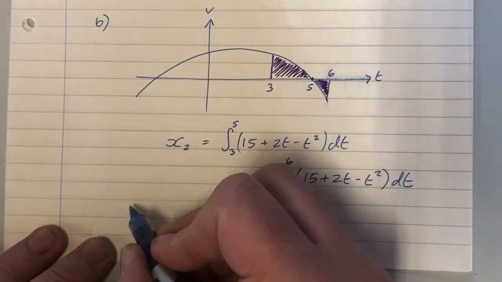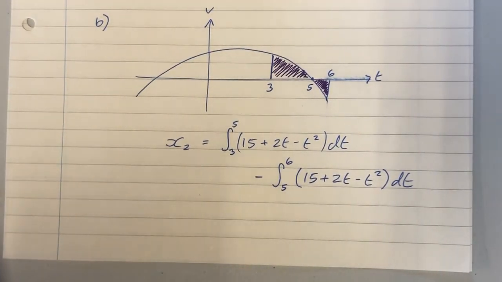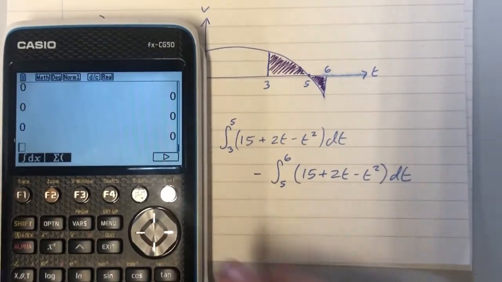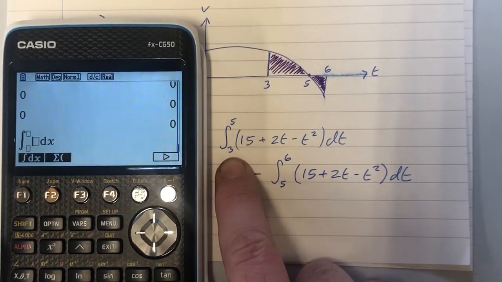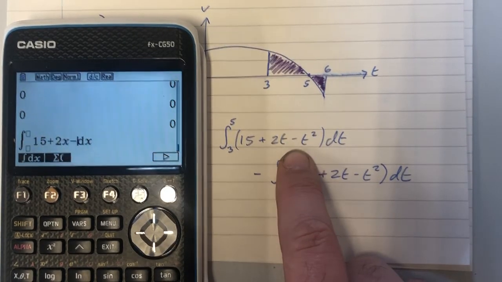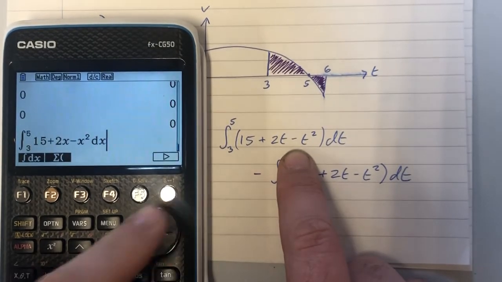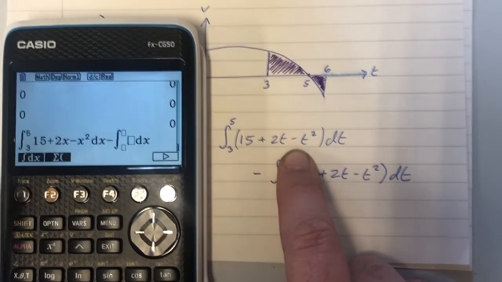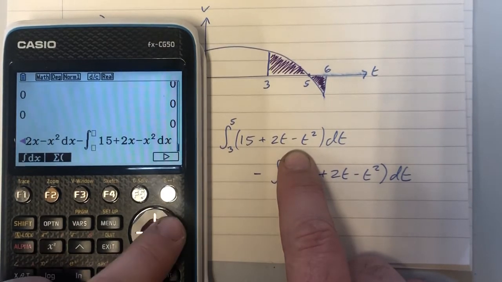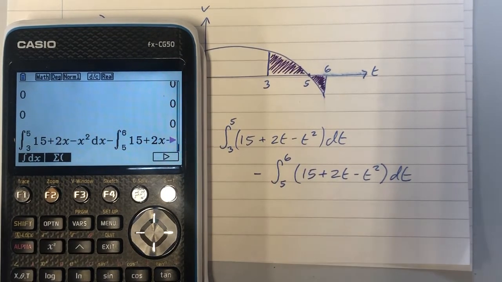So if I know the integral, I can actually use a calculator for this. You're allowed calculators in the exam, so it's not a problem. So here's my calculator. I'm going to evaluate this integral here. So I'm going to integrate 15 plus 2x minus x squared between 3 and 5. And then I'm going to subtract the integral of 15 plus 2x minus x squared between 5 and 6. And that will do both integrals at once.